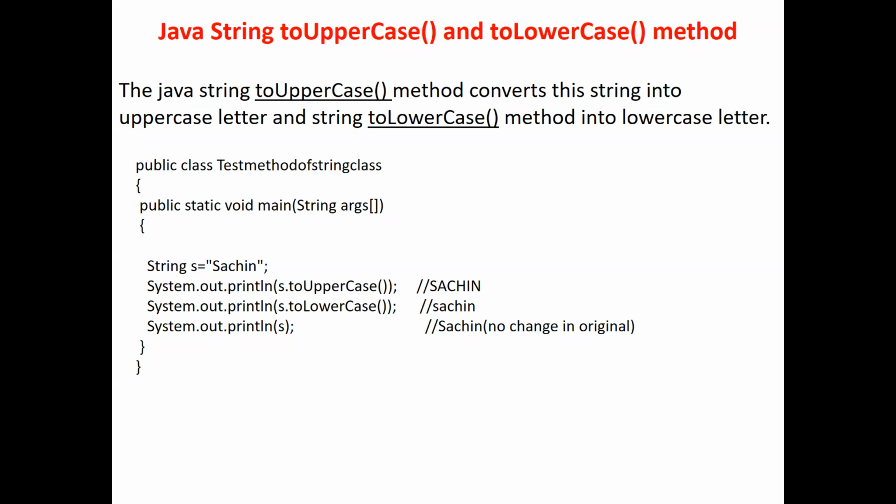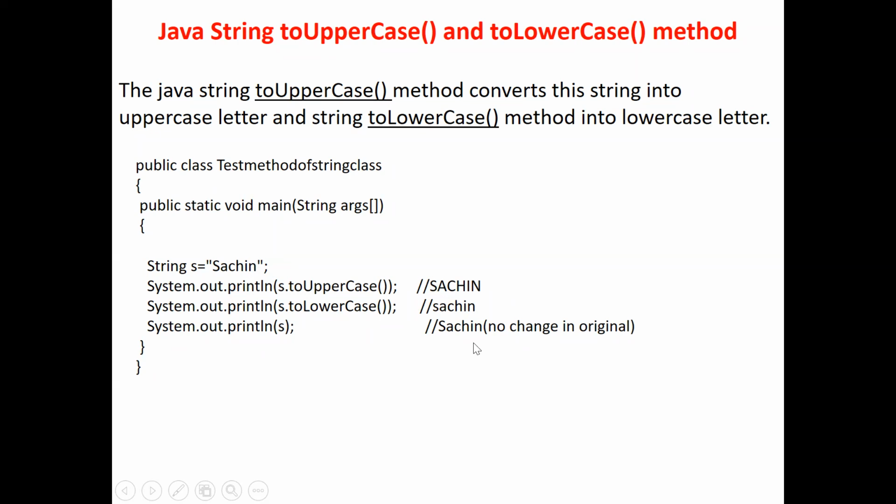And System.out.println s, if I print s, it will print only such in, because whatever value change, it has created a new object, not changed the existing one. The existing one will not change because of immutability. Here I will still get such in.